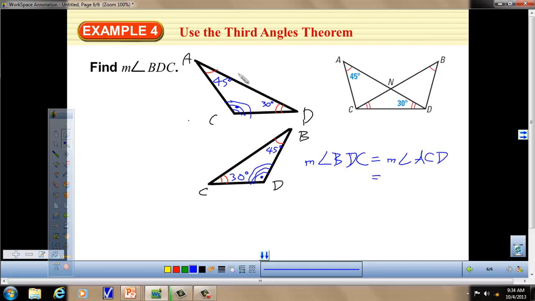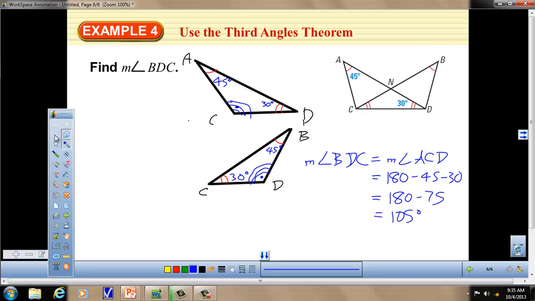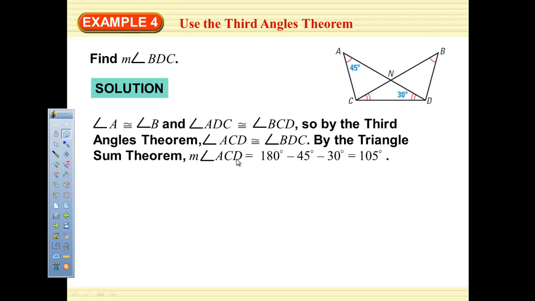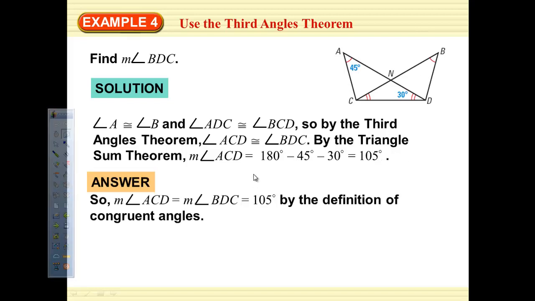And we know that since these 3 equal 180, we would find the third angle by saying 180 minus 45 minus 30. That's the same as 180 minus 75, which is 105 degrees. So the measure of angle BDC is equal to 105. And again, they don't separate them, but I kind of like doing that so that I can visually see what's going on. We get that the angle is 105 here. Okay?